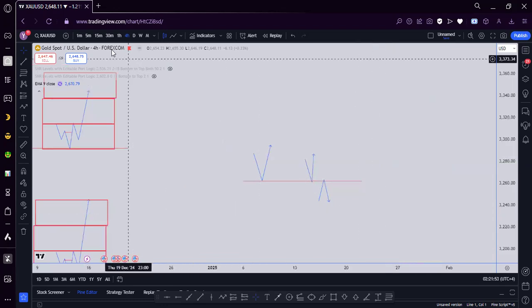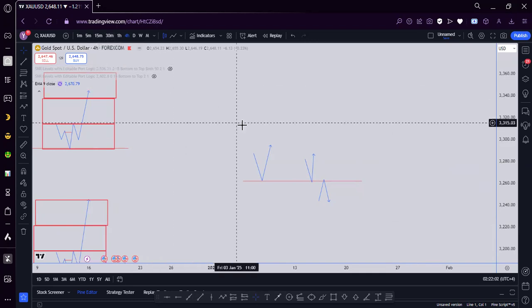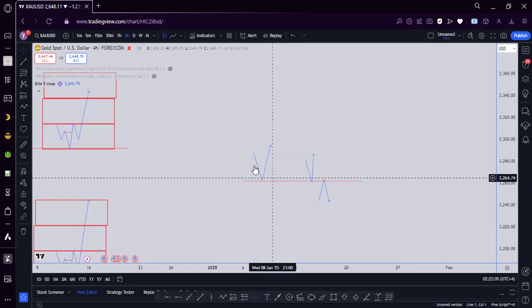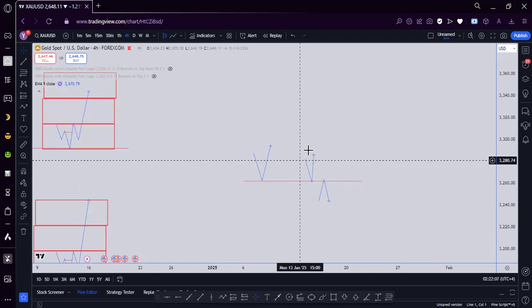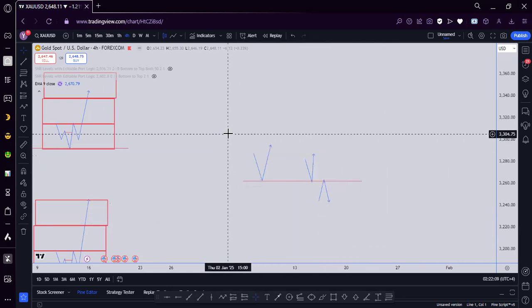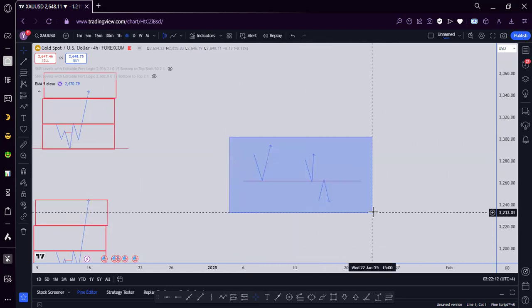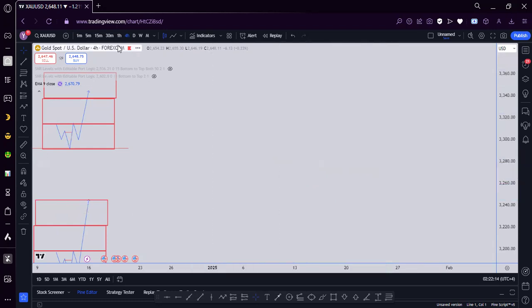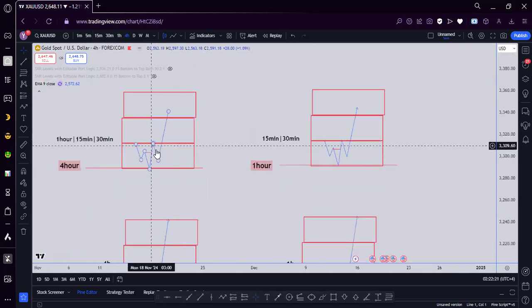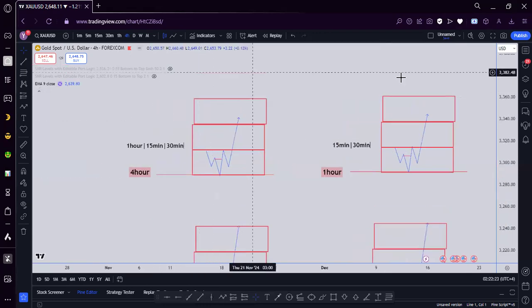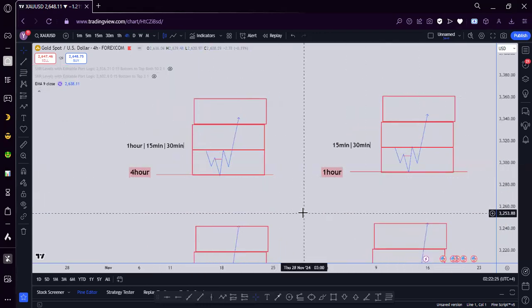But we cannot take our continuation trades from the 15-minute and the 30-minute levels directly with the confirmations, even if they give us the rules like this. For taking our trades from the 30-minute and the 15-minute levels, we need to use the mini classic storyline. All right, the mini classic storylines.